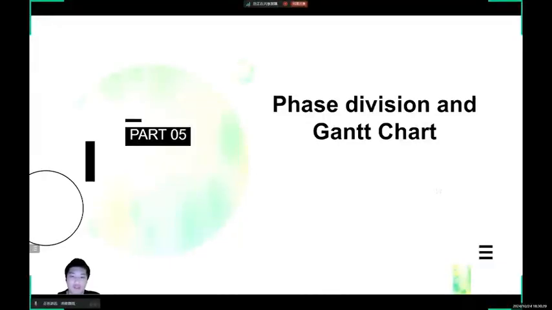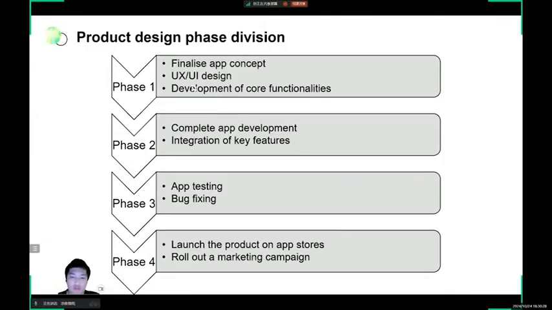Hello, my name is Yu Sun, and I will introduce part 5, Phase Vision and Gantt chart. We internally divide the project into these 4 parts, and I will introduce them in the following Gantt chart.